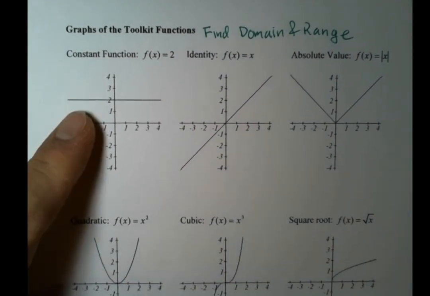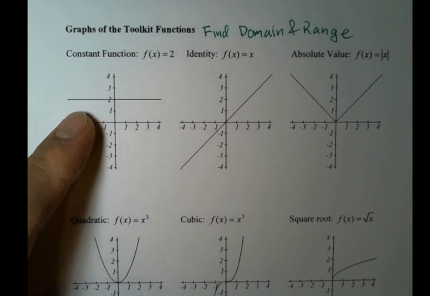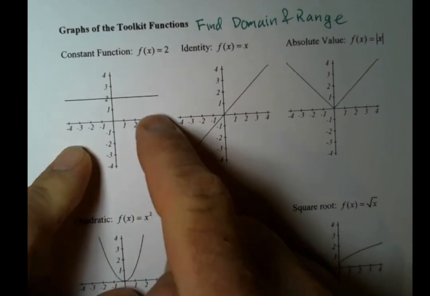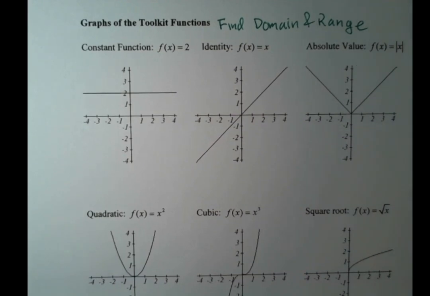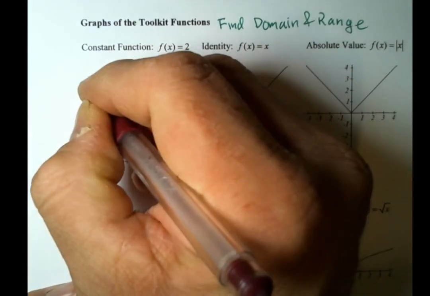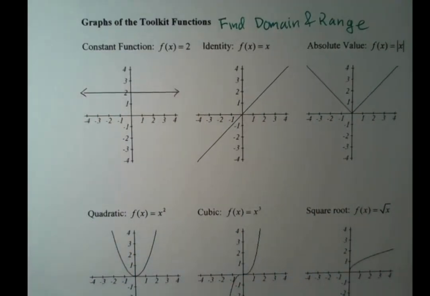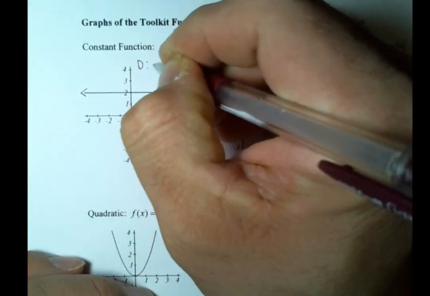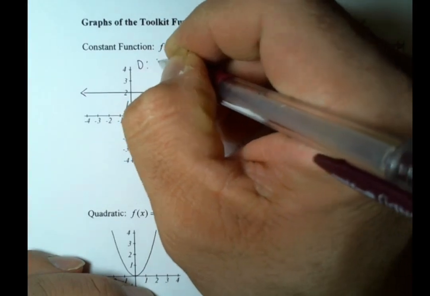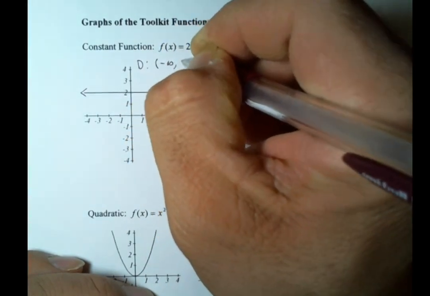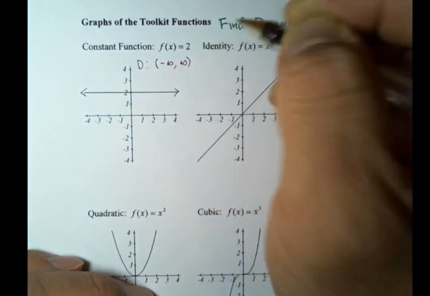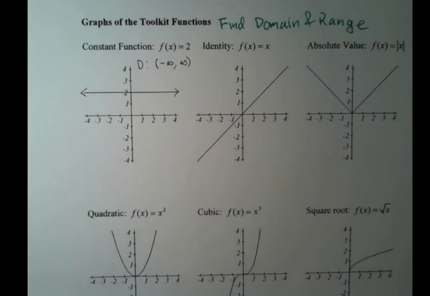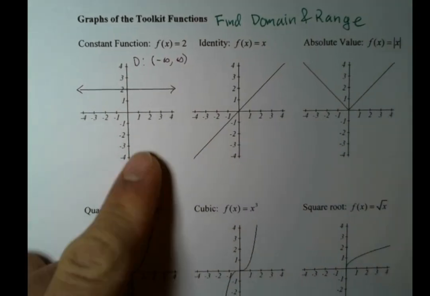Okay, so here for our constant function, notice when we're looking at the domain, are there any values that are not allowed? It doesn't look like it. It's not written here, but we have to make sure that we say that this is going in both directions. So looking at the domain, there doesn't appear to be any restrictions. So the domain is from negative infinity to infinity.